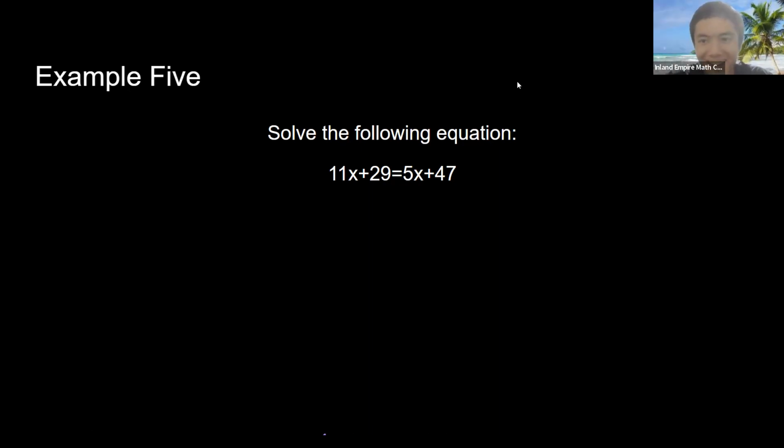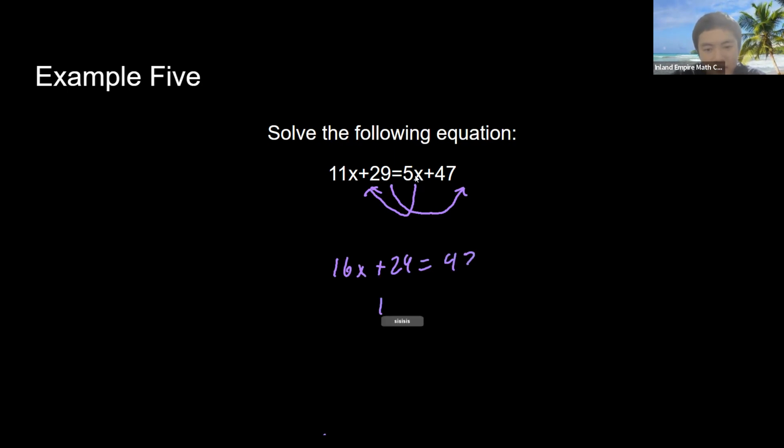Right. Well, everyone seems a little stuck. So again, like Jonathan just said, you just want to make sure that the variables are on one side and the numbers are on the other side. And that's really easy to do because as you can see, all you have to do is subtract 5x, right? To get the variables on the left side. And all you have to do is subtract 29 to get the numbers on the other side.